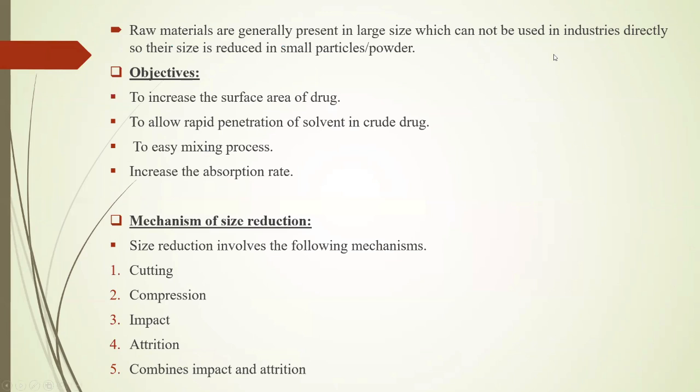And next, the raw materials are generally present in larger size, which cannot be used in industries directly. So their size is reduced into smaller particles or powder. In pharmaceutical industries, directly the smaller powder will not be there. There will be a bulk drug or crude drug, which will be of irregular shape. So we will reduce that bulk drug's size according to our formulation. By reducing the size, later we will compress that and then coat that, and then the tablet will become. So in the pharmaceutical industries also, they use the size reduction process. This is the meaning of the sentence.